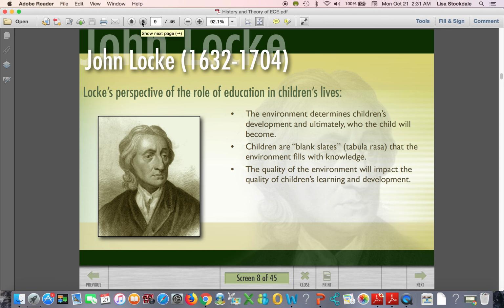Locke believed that the environment determined children's development and ultimately who the child would become. He termed the phrase tabula rasa, which means blank slates. He believed that children are blank slates and that the environment fills them with knowledge. He also believed that the quality of the environment impacted the quality of the children's learning and development.